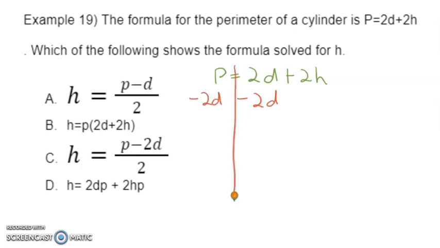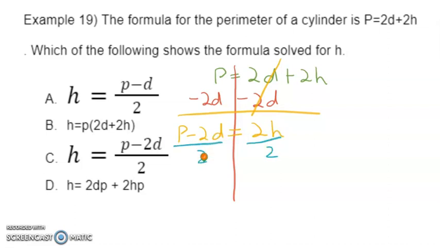Okay. And then the 2D and the 2D will cancel, the 2D minus 2D. And then I'm going to have P minus 2D is equal to 2H. Now I'm almost done, but since 2 is being multiplied to the H, I want to go ahead and divide both sides by 2. And then I'll get H is equal to P minus 2D divided by 2. So that's how I would rewrite the equation to solve for the desired variable, H. Alright, go ahead and do the U-try problem for problem 19.